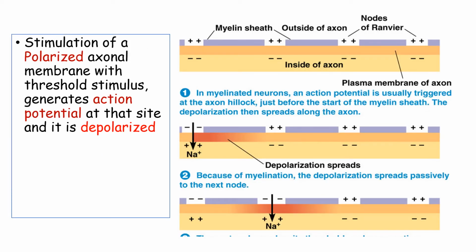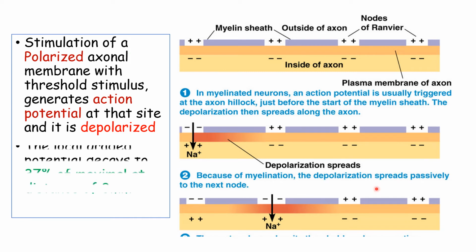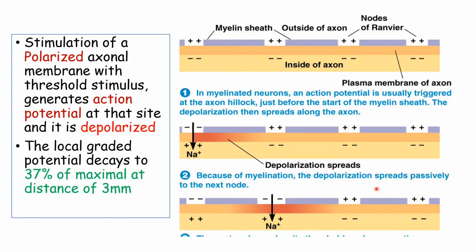The first step that occurs in conduction of impulse in a myelinated nerve fiber is the same as that of an unmyelinated fiber. There is a stimulation of a polarized axonal membrane with the threshold stimulus that leads to the generation of action potential, and the site is being depolarized, as you can see in this figure. So the next step is propagation. The local graded potential is then transmitted along the axon from one node of Ranvier to another node of Ranvier through the intracellular fluid.